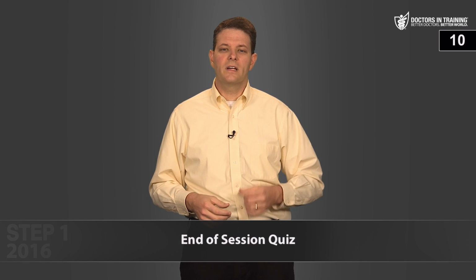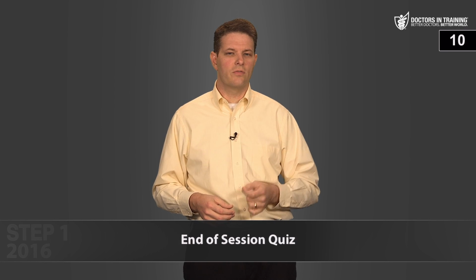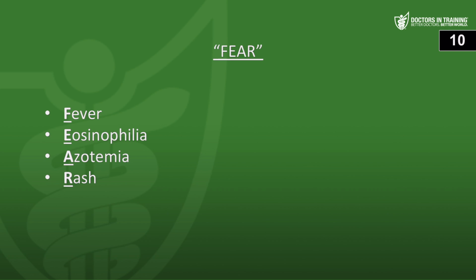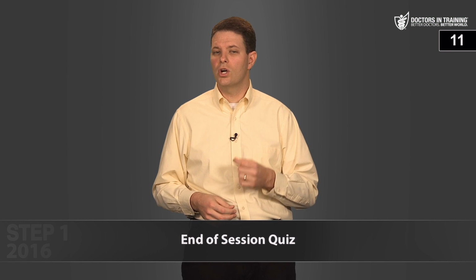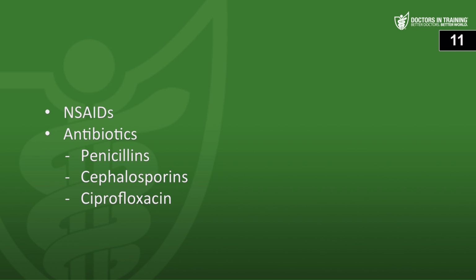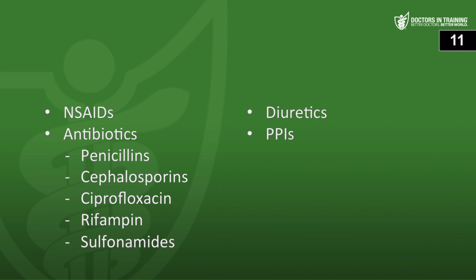First question, what's the classic presentation of acute interstitial nephritis? Remember the mnemonic FEAR: fever, eosinophilia, azotemia, and rash. Next, what drugs are known to cause AIN? So we talked about NSAIDs, which is the main one, then several types of antibiotics, penicillins, cephalosporins, ciprofloxacin, rifampin, and sulfonamides, and then diuretics, PPIs, cimetidine, and allopurinol.